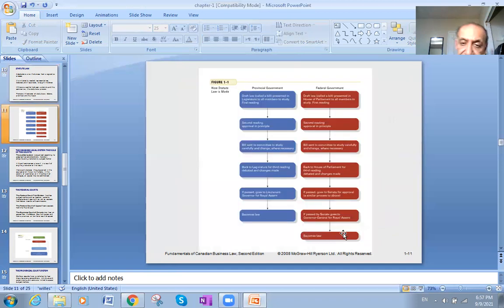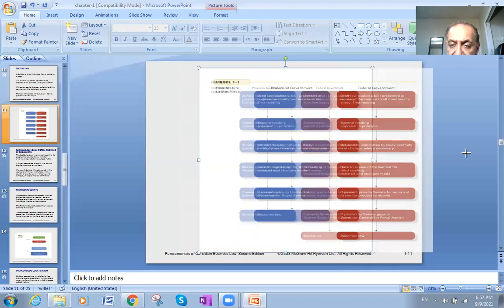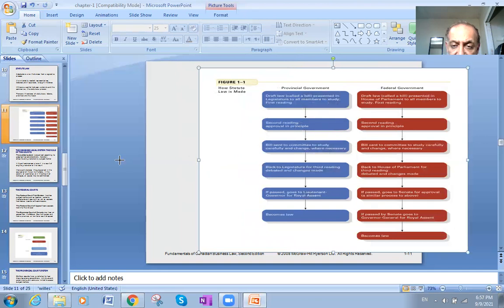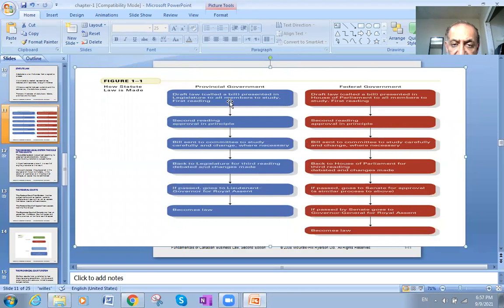Okay. See here, if I enlarge it, I want to enlarge it so it will be visible for everyone. Here we can now see the provincial government and the federal government.